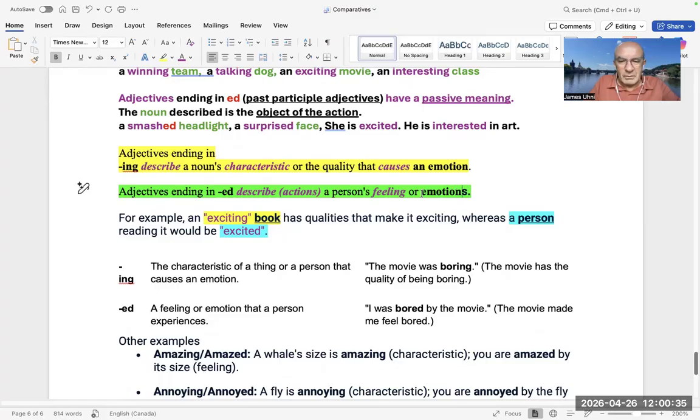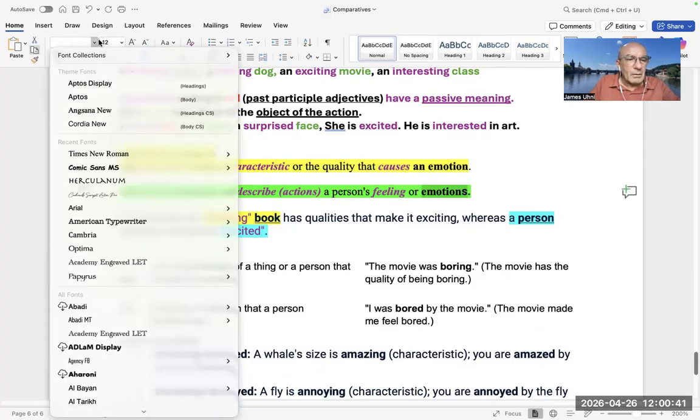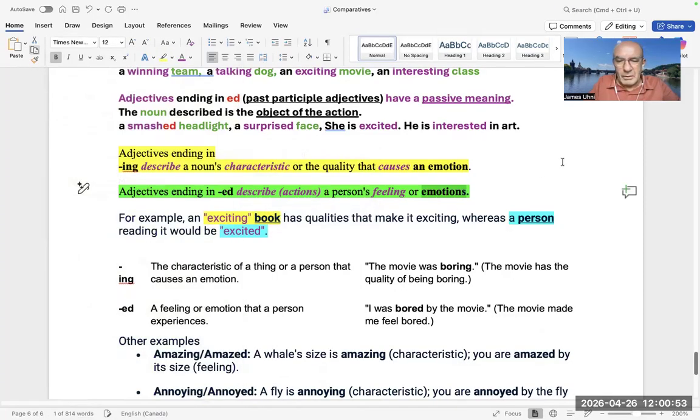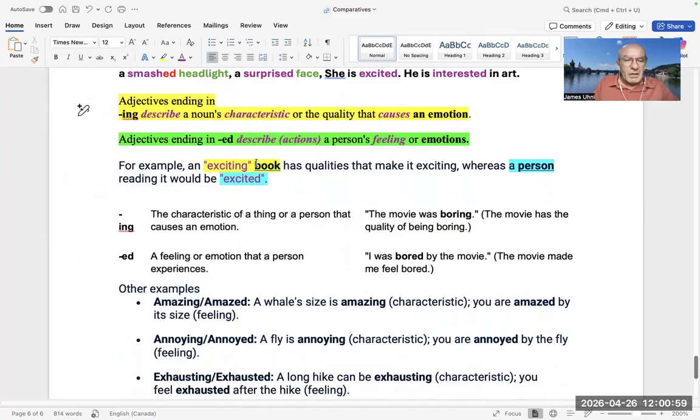All right, so then we have to do this. Where is Times New Roman? Right here. And everything is fixed. Okay, it's good to have everything correct.